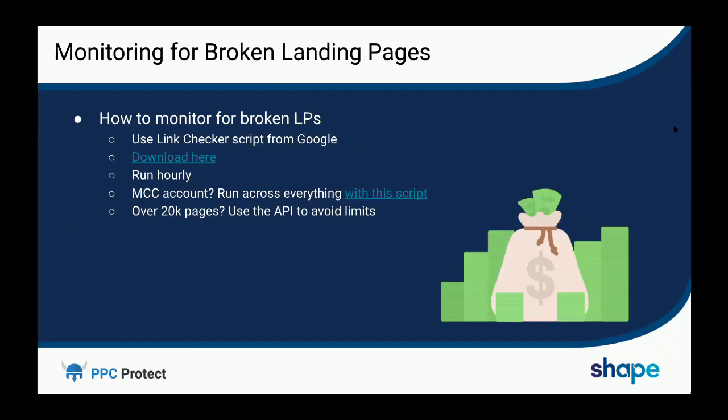So we've got a link in here that you can use, and you can actually adjust how often that runs. So we would suggest running that hourly. So if anything happens to your pages, your web developers go in, they break something and they've not told you about it, within an hour at most, you're going to be informed of that. You're going to be able to pause that campaign, pause that ad, and make sure that you're not wasting any money. If you have an MCC account and you want to run this across all your clients, there's a script specifically for that we've also linked in here.